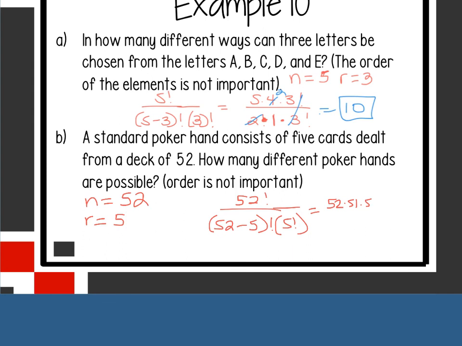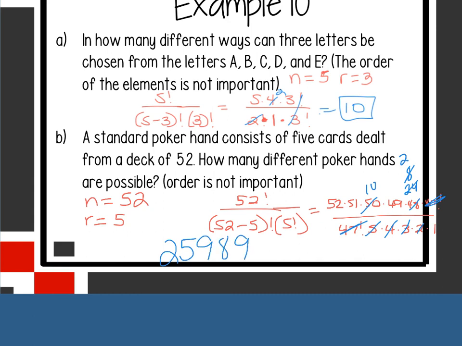52 times 51 times 50 times 49 times 48 times 47 factorial over 47 factorial times 5 times 4 times 3 times 2 times 1. So the 47s cancel out. I can go 2 into 48, 24 times, 3 into 24, 8 times, 4 into 8, 2 times, and 5 goes into 50, 10 times. So I just have to multiply out 52 times 51 times 10 times 49 times 2. And I get 2,598,960.